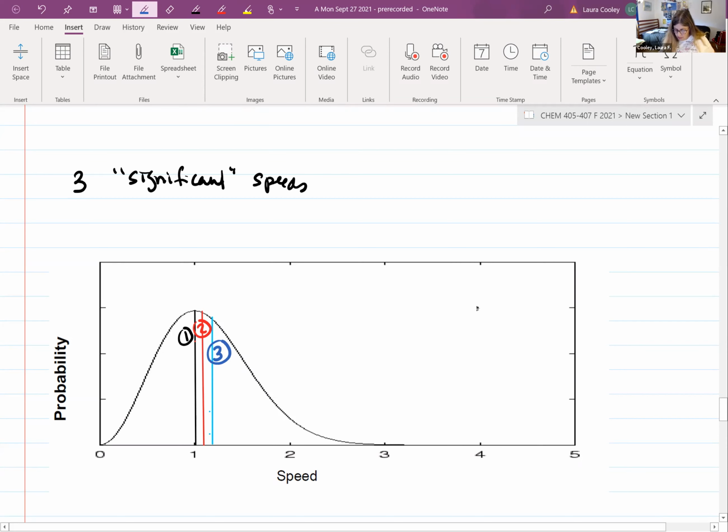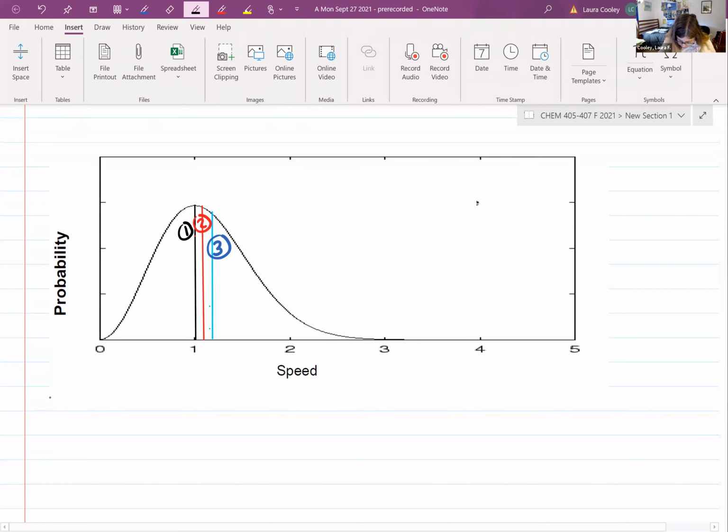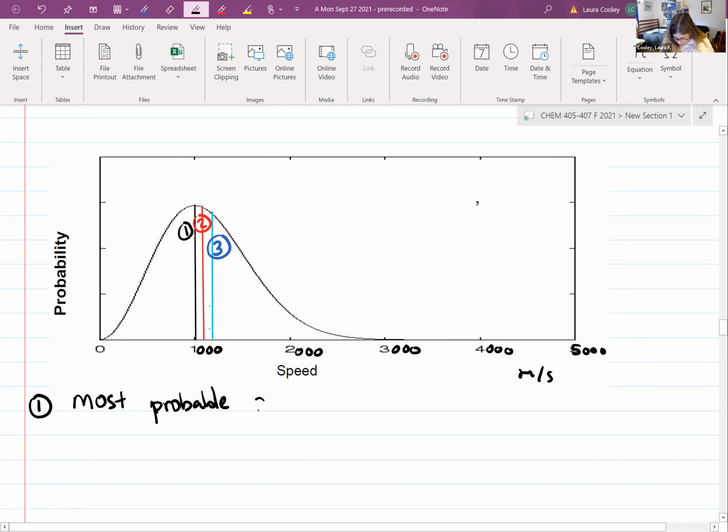Okay, so the first thing I want to say is that number 1, what speed does this represent? And honestly, I'm going to change these numbers because they don't make any sense for a gas. I should make these thousands, really. That would make even more sense. Okay, so 1 is what we call the most probable speed. So what does that mean? Well, it has the highest probability. It's right at the top of the curve, at the maximum.